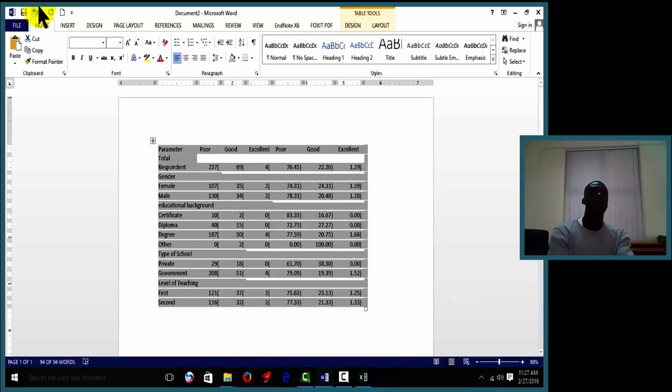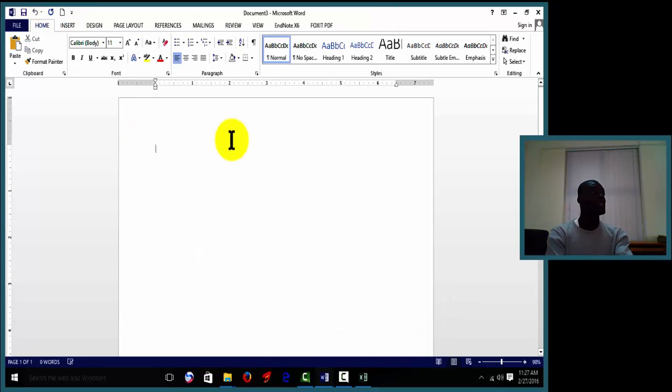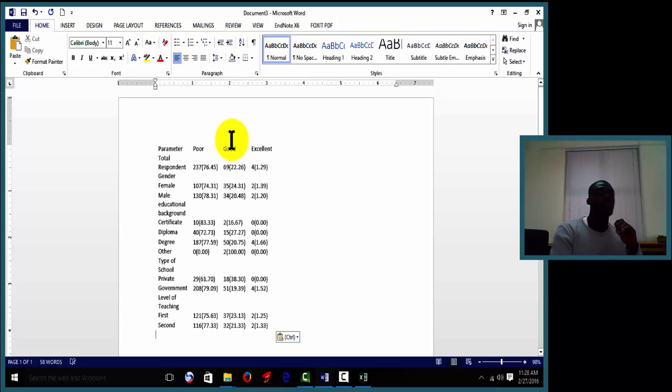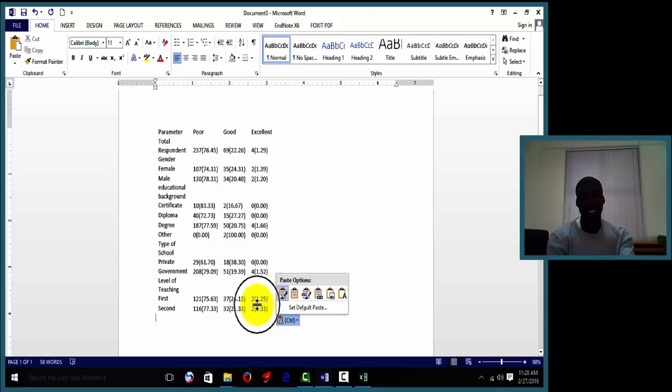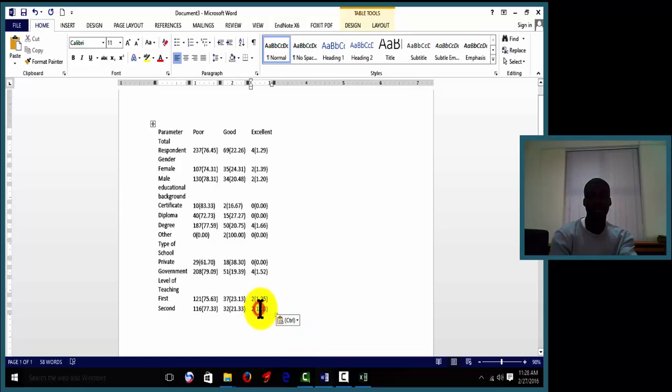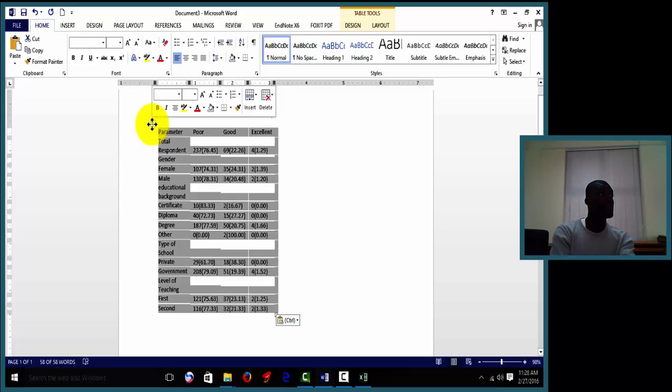So let's say this is the Word document we want to put our table inside. When you come, just paste it here. Now, when you paste it, there are two things you are supposed to look out for. When I put the cursor on the table like this, you realize there's a small box appearing here. Not a big one, a small box. If I click on this star, it selects the whole table. And at the end of the table, you realize there's a small box there.